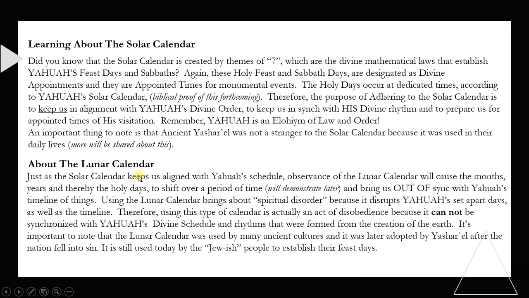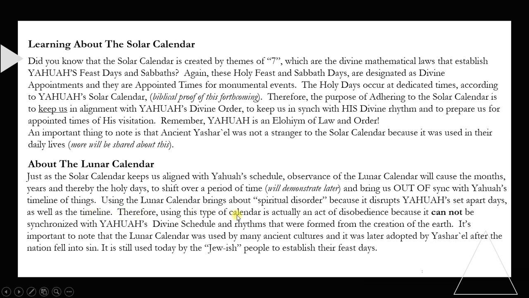A little comment about the lunar calendar I want to highlight. Just as the solar calendar keeps us aligned with Yahuwah's schedule, observance of the lunar calendar will cause the months, the years, and thereby the holy days to shift over a period of time. And we're going to demonstrate this as we move forward. And it will bring us out of sync with Yahuwah's timeline of things. So using the lunar calendar brings about spiritual disorder. Why? Because it disrupts Yahuwah's set-apart days, as well as his divine timeline.